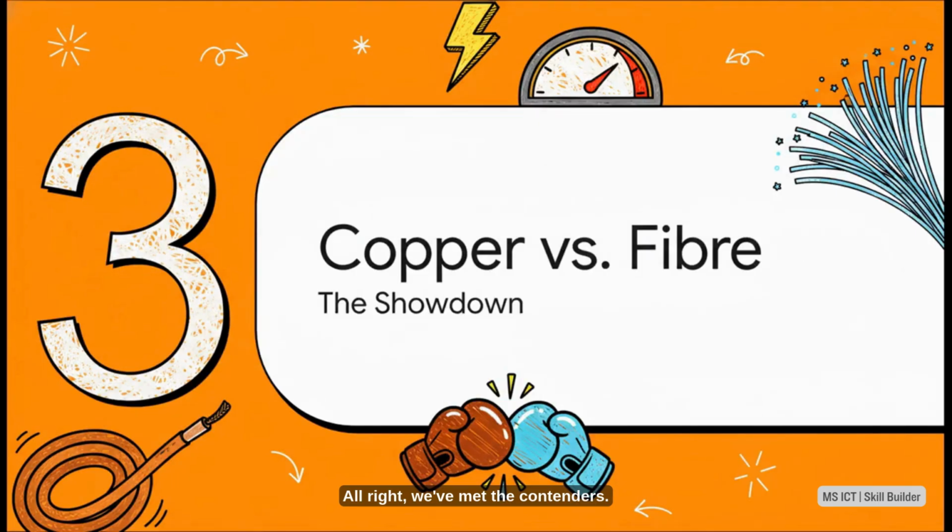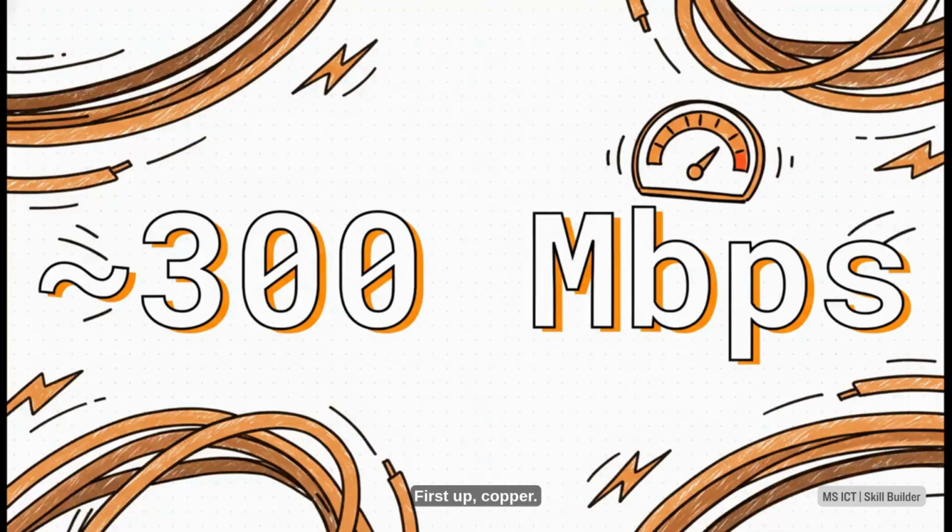All right, we've met the contenders. Now let's put them side by side in a direct showdown to see just how different they really are. First up, copper. A pretty standard connection is going to top out at around 300 megabits per second, or Mbps. Now, that's definitely enough to stream a 4K movie, but you might start to feel things slow down if the whole family is online at once. Okay, remember that number, 300.